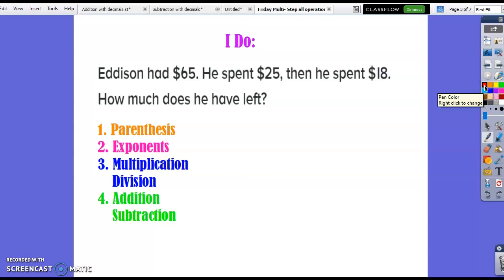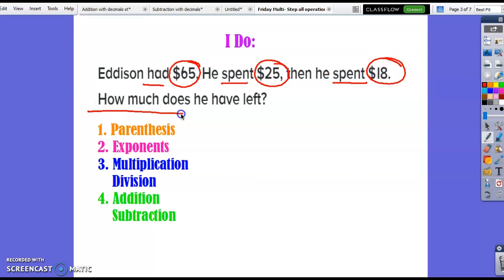So Edison has $65. He had it in his pocket, $65. Then he spent $25. Then he spent another $18. The question says, how much does he have left? So that final answer is how much money does he have left? So I am going to put M equals money. So I'm going to be solving for M.